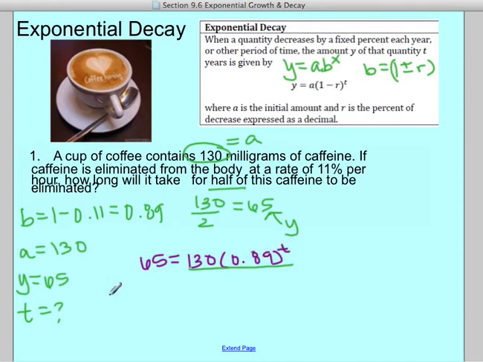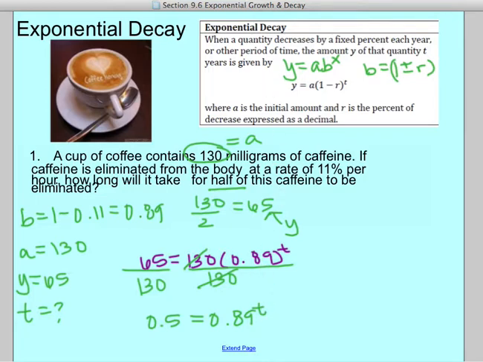So now we're going to, same idea to start solving, divide both sides by our a, which is 130. Just like when we had to find a b value. So I have 65 over 130. If you type that in on your calculator, it simplifies to 0.5. And I have 0.89 to the t. Okay. Well, I do not know what the variable is for the exponent.